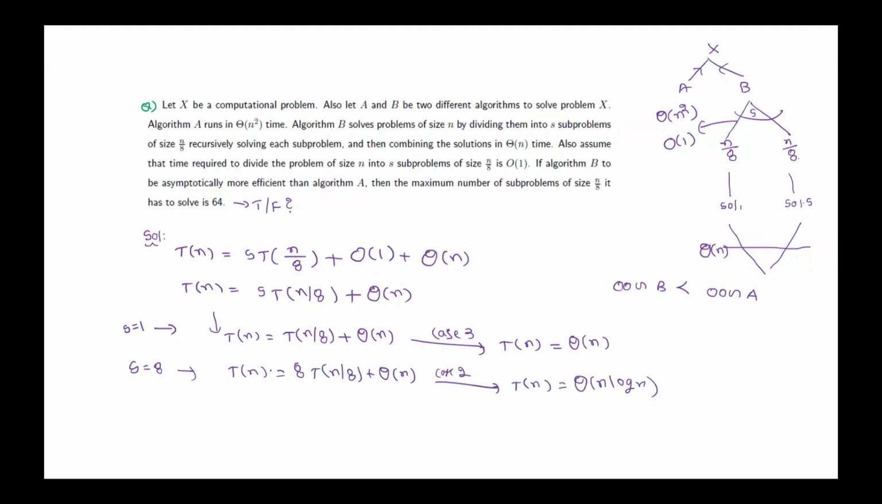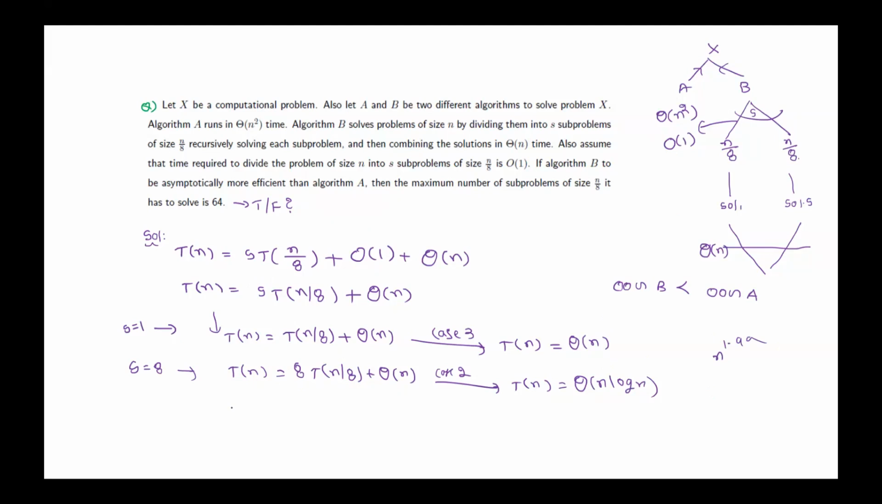So that means now we can assume, because n log n is very much smaller than n square, that our algorithm running time can go even up to 1.9, something like this. So we can assume that S is definitely greater than 8. Is that correct? Why? Because we are looking for the maximum value of S.